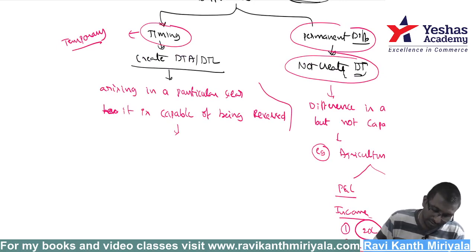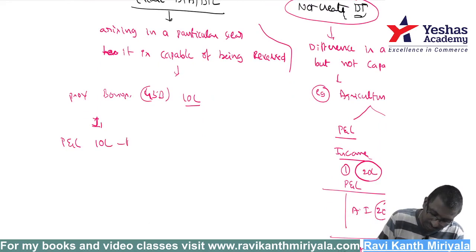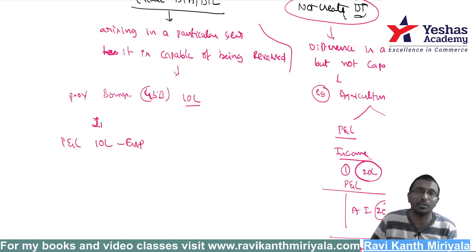What is this, sir? I will tell you. Let us say bonus. Do you know section 43B of the Income Tax Act? Yes. Suppose we made a provision for bonus. Let us say you made a provision of 10 lakh rupees. In year 1 in the profit and loss, 10 lakh rupees is an expenditure, deducted from the profit.